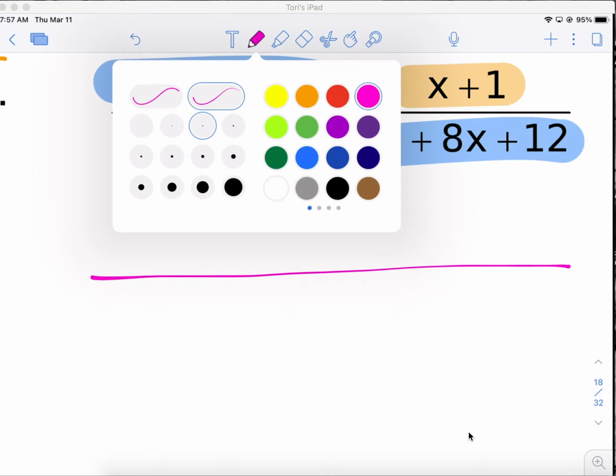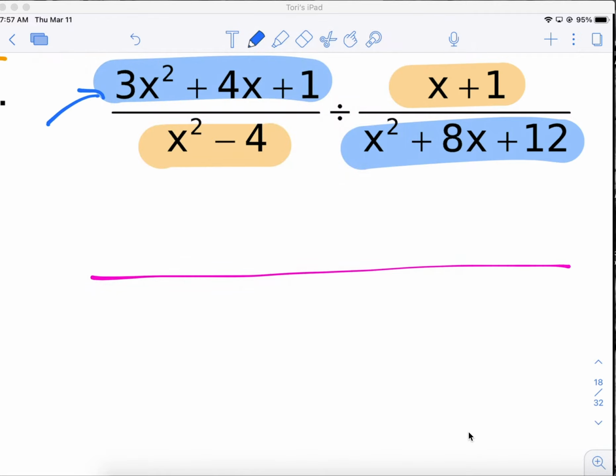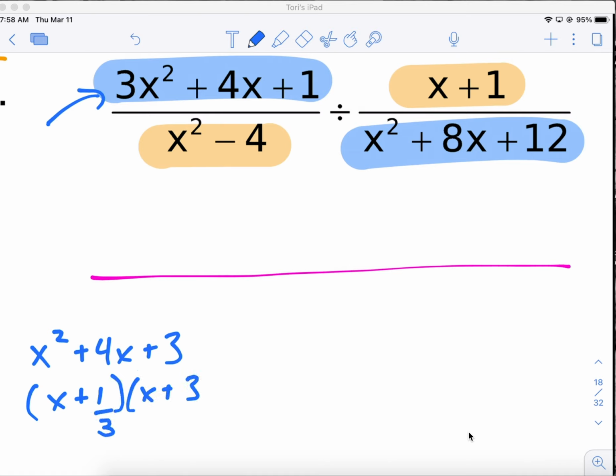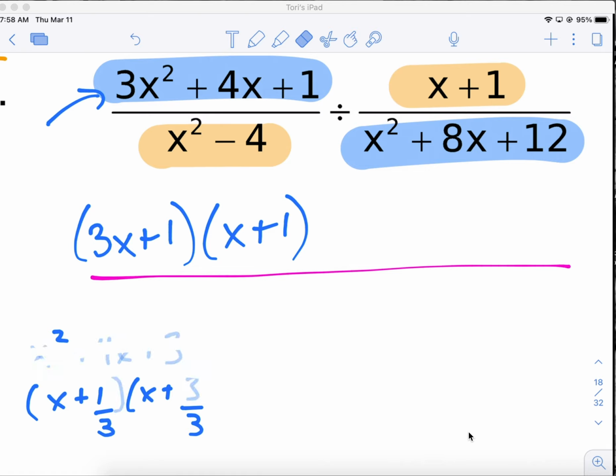So starting with blue on top, if we need to do a swing and divide, I'm going to multiply 3 times 1, so I'm looking at x squared plus 4x plus 3, breaking it into x plus 1 and x plus 3, and then pulling out that 3 again. So I'm looking at 3x plus 1 and an x plus 1. That's my top guy. Okay, my other top guy is going to be this other blue one.